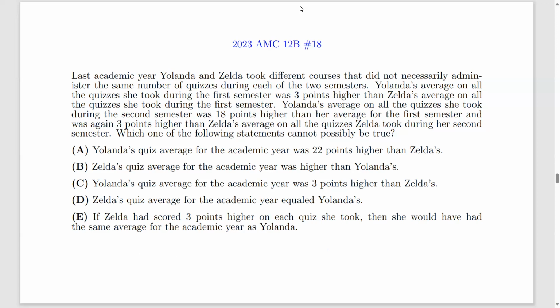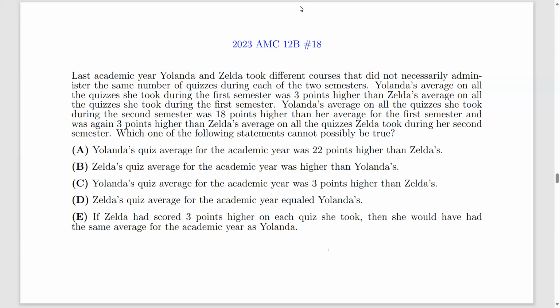Yolanda's average on all the quizzes she took during the second semester was 18 points higher than her average for the first semester, and was again 3 points higher than Zelda's average on all the quizzes Zelda took during her second semester. Which one of the following statements cannot possibly be true?